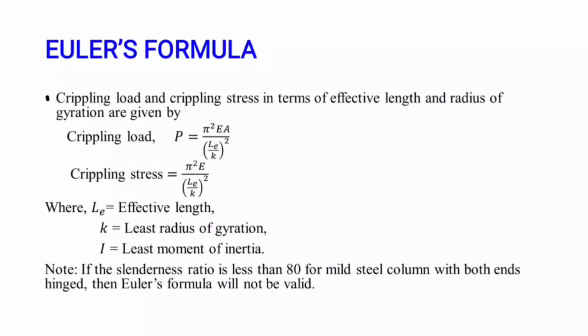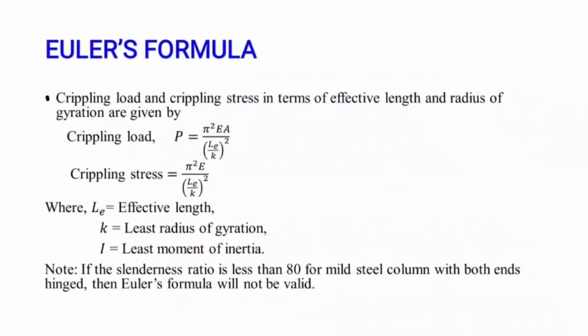Why Rankine's formula comes into the picture, I will tell you. Because for mild steel, when the slenderness ratio is less than 80, Euler's formula is not valid. That's why Rankine came up with his formula, and he proved that his formula is more effective than Euler's formula.